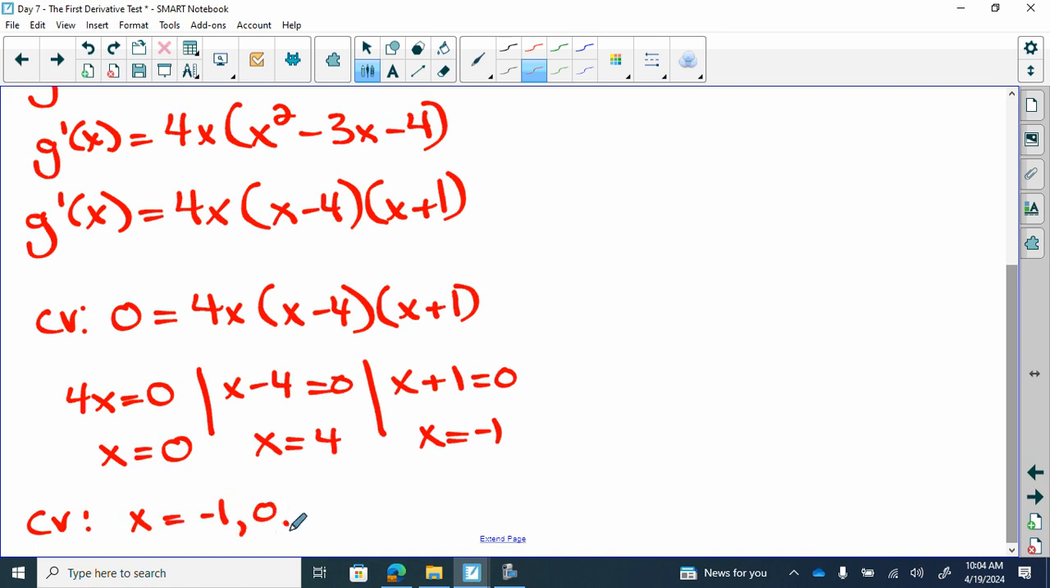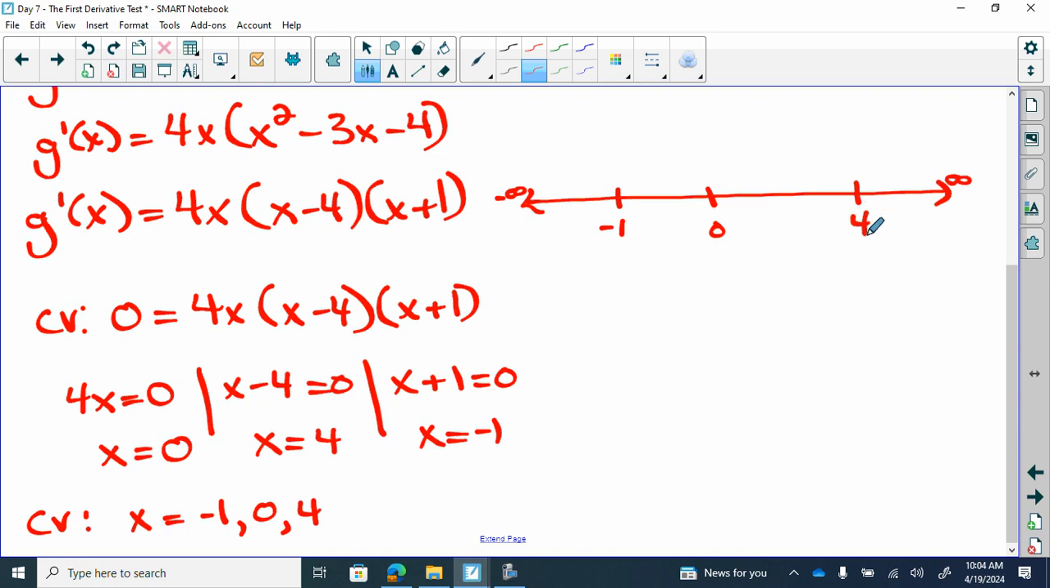Negative 1, 0, and 4. Now I have to do the first derivative test. So next to my derivative, I'm going to draw what? A number line. And it's going to go from negative infinity to positive infinity on the right. What do I put on my number line? Negative 1, 0, and 4.